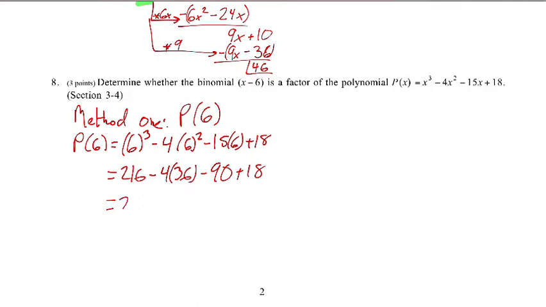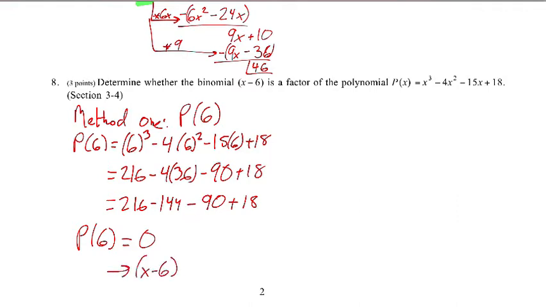Going through and cleaning that up a little more, we got 216, minus 4 times 36, that's 144, minus that 90 still, plus 18. After we go through and simplify that all, we find out that p of 6 equals 0, which means we have a remainder of 0, which means x minus 6 is a factor of our polynomial. So you could say of p of x. So that's method 1.